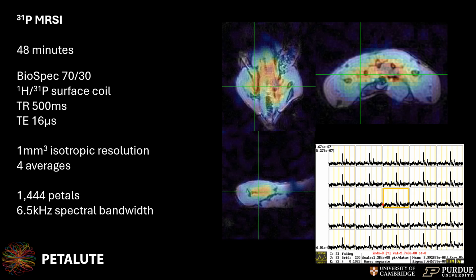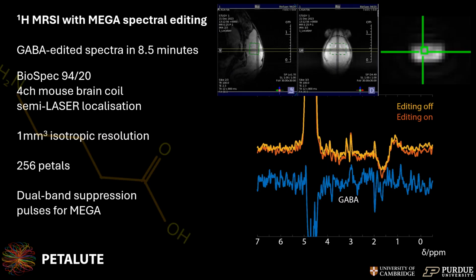Here is an example of phosphorus spectroscopy where we get an incredible 1 millimeter isotropic resolution in just 48 minutes. We've got a spectral bandwidth of 6.5 kilohertz, which you wouldn't be able to get with other methods.